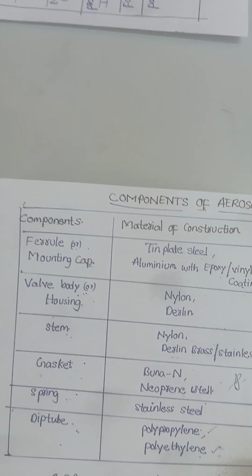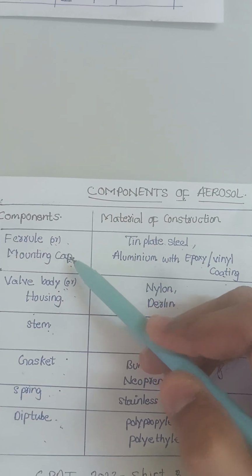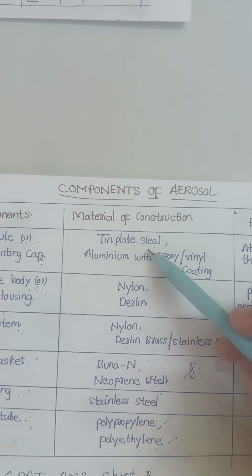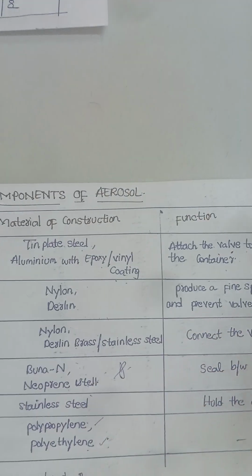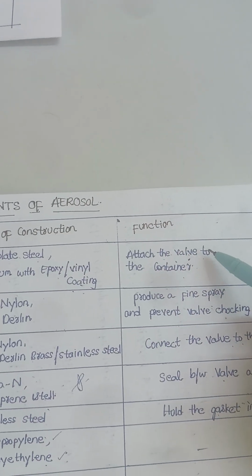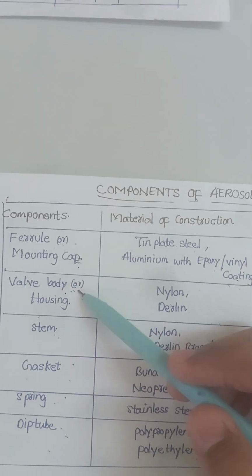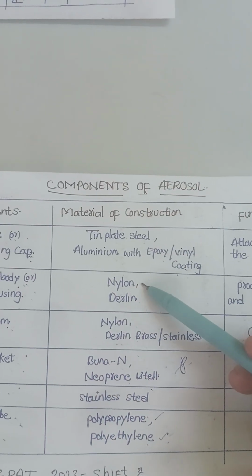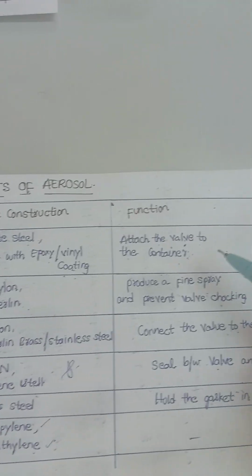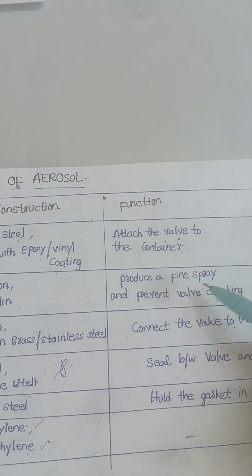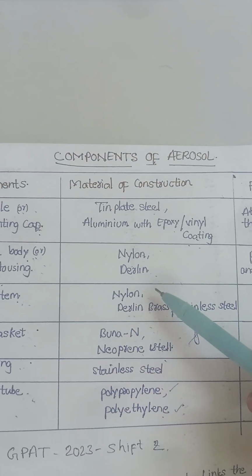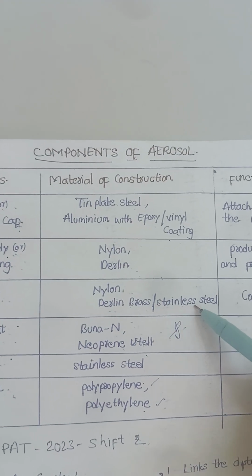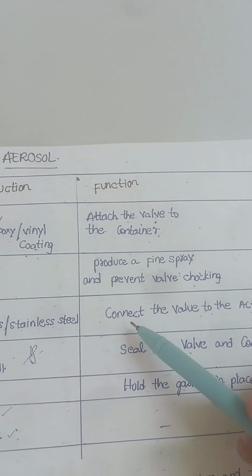Here in aerosol containers, the mounting cap or ferrule is made with tin plate steel or aluminum with epoxy or vinyl coating. The function is to attach the valve to the container. The second is the valve body or housing. It is made with nylon or Delrin material and the function is to produce a fine spray and prevent valve choking. The next is your stem. It is made with nylon or Delrin, brass or stainless steel. It helps to connect the valve to the actuator.